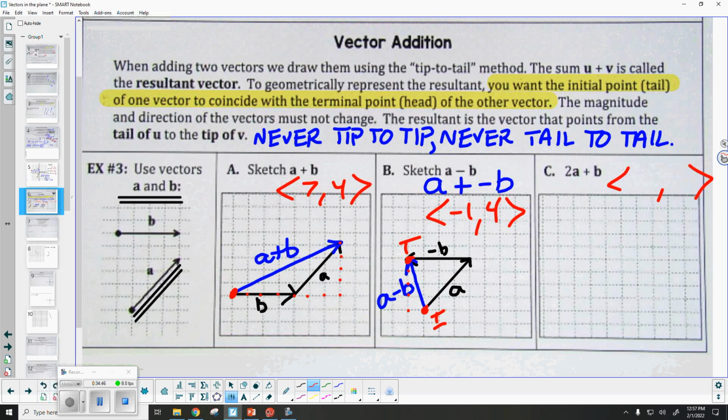Your component form for 2A plus B should be 10, 8. How many people got that right? Now, see, now there's suddenly more hands raising than a moment ago when I asked how many people have an answer. Okay, let's go ahead and double check that in case you didn't raise your hand.